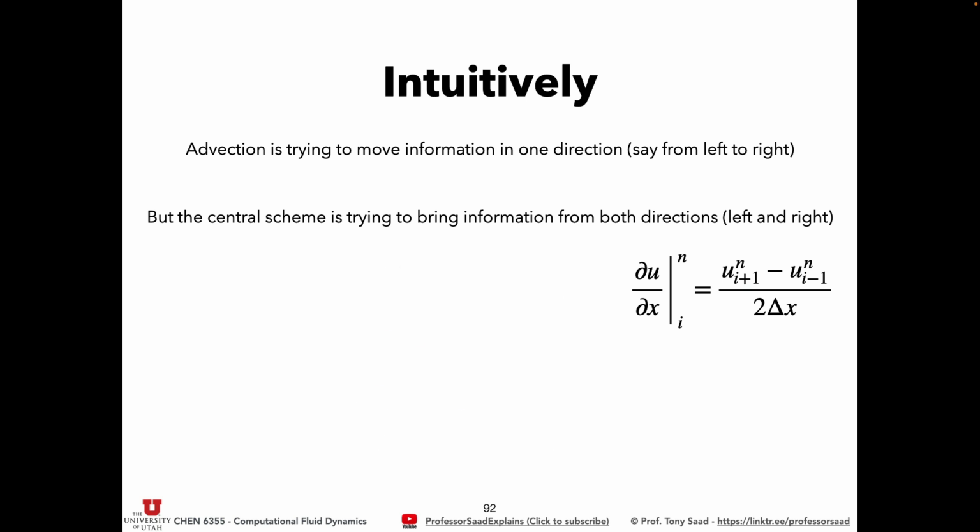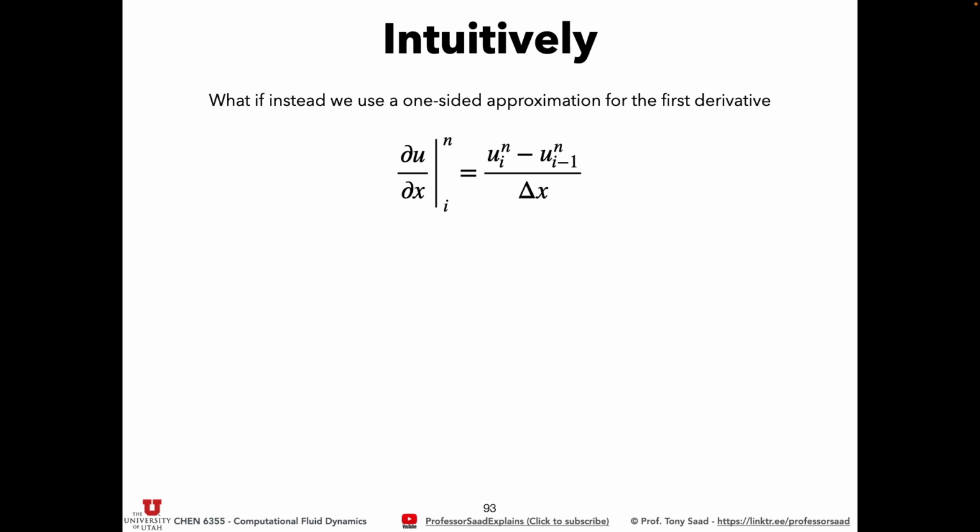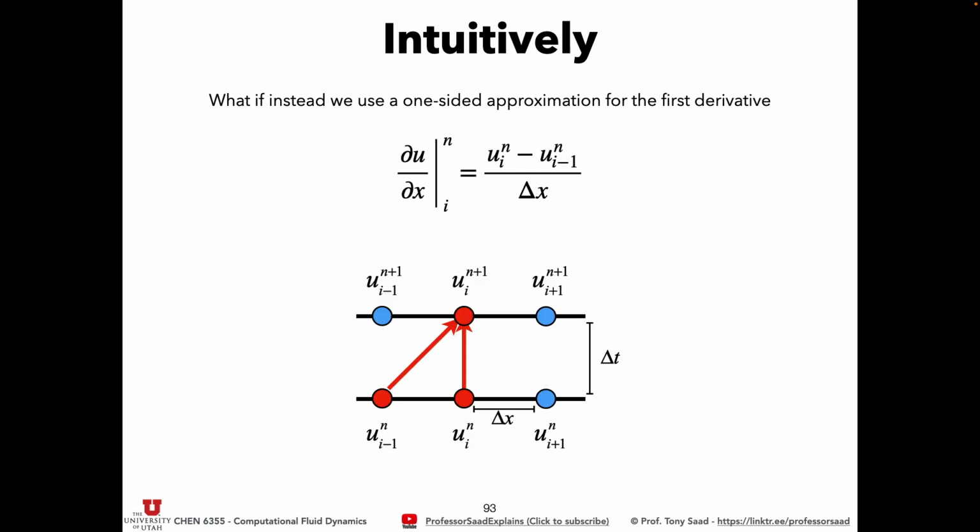So if you look at my diagram here, the central scheme is trying to bring information. If things are moving from left to right, this point should only depend on the past, on previous points. But the central scheme is bringing previous points and next points, which is not going to work. A better scheme would be if we only rely on previous points. So instead of doing a central difference, we can do a one-sided difference.